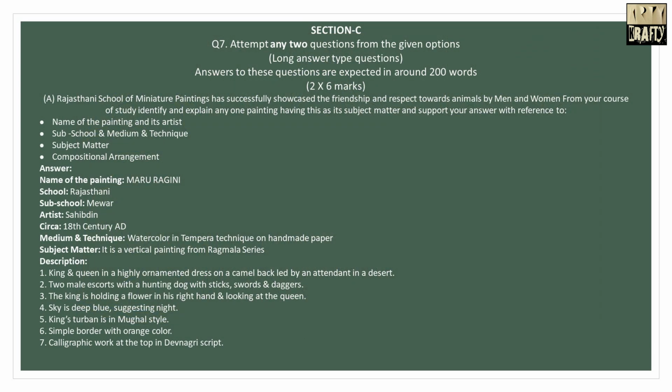In section C, you have to attempt any 2 questions from the given options. These are all long answer type questions and you have to write it in around 200 words and each question carries 6 marks. In question A, you have to write about Maru Ragini.